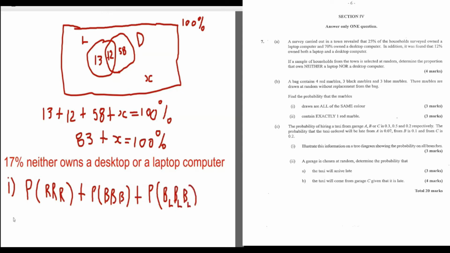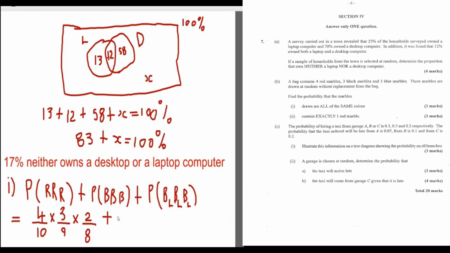So let's work this out now. To draw red on the first one, you have 10 marbles and 4 red, so there's a 4 out of 10 chance the first one is going to be red. Times, when you take out 1 red, you're left with 9 marbles and 3 red, so the next red is 3 out of 9. Times, you're then left with 8 marbles, and 2 red. So that's the probability of getting red, red, red.